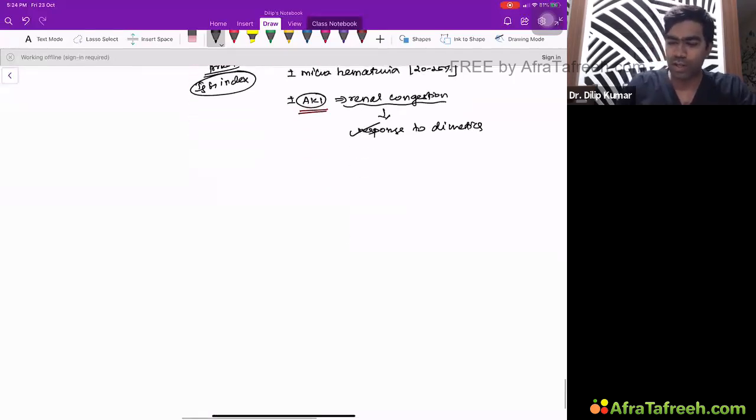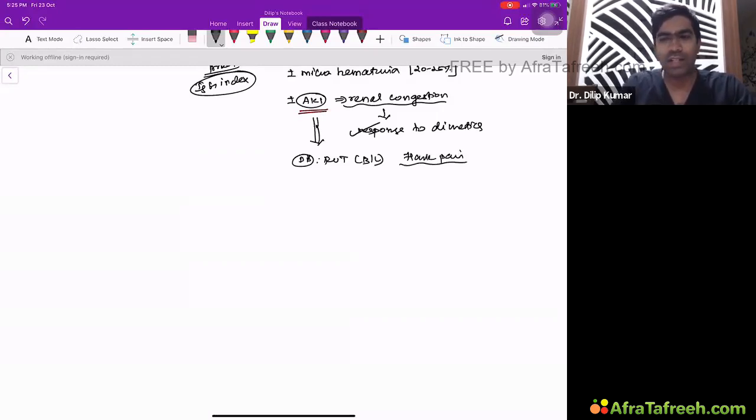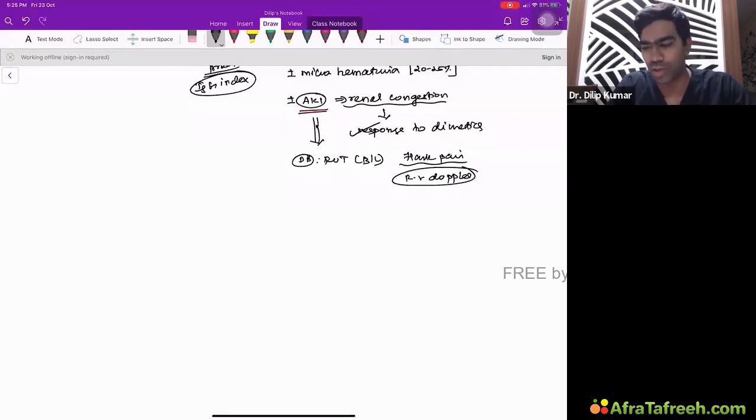And more importantly, one important differential diagnosis there is renal vein thrombosis, especially if it's bilateral, you can get an AKI also. But in renal vein thrombosis, the patient will typically have flank pain. At the same time, the diagnosis can be done with renal vein Doppler. So whenever there is an AKI, don't forget to do a renal vein Doppler, even though most often it will be due to congestion. But in some nephrotic syndrome patients, it can be due to renal vein thrombosis. So always do a renal vein Doppler.